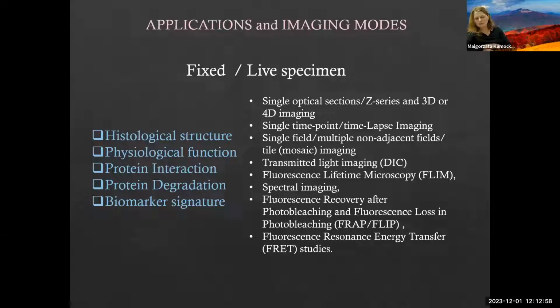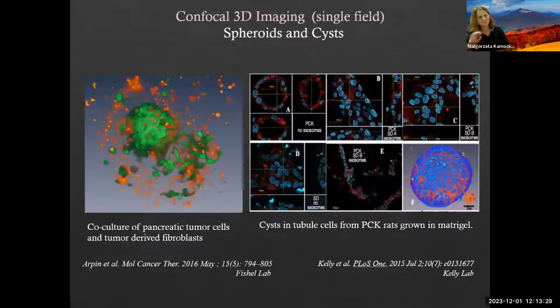Then I will talk a little bit about fluorescence lifetime microscopy, and we have two FLIM microscopes, confocal and 2-photon. I will talk also about FRAP imaging. Actually, not that much of the FRAP, but I will touch base on that a little bit, talking about protein degradation. And then I will talk about fluorescence resonance energy transfer, or Förster's resonance energy transfer, to be more correct.